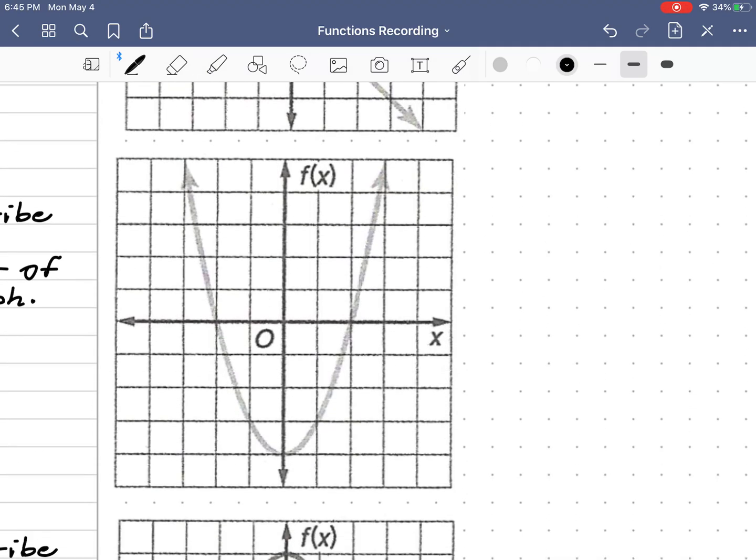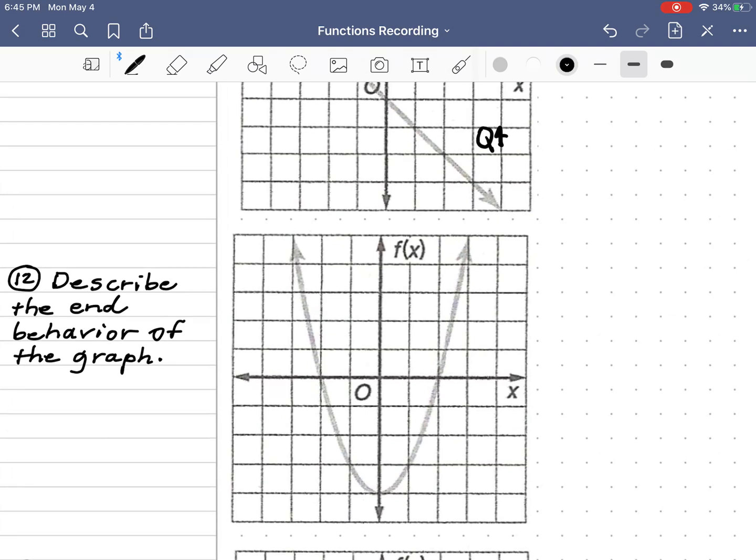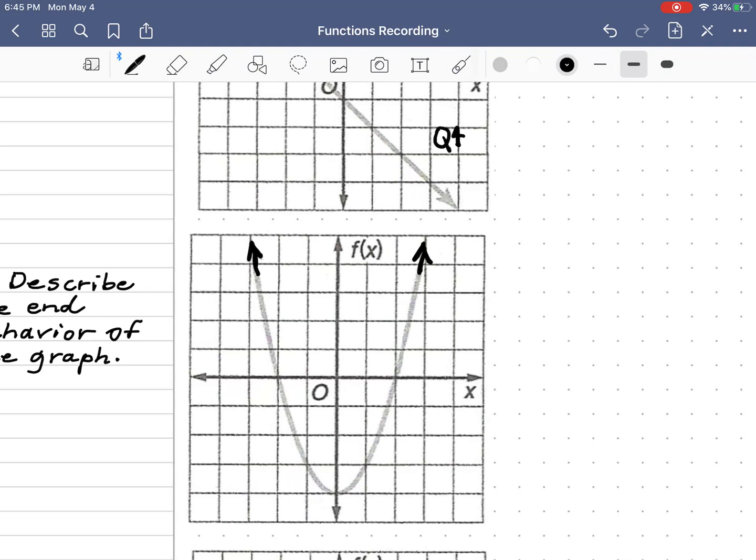Okay, let's look at this one. So here's one end, and here's the other end. Now definitely we have a line of symmetry there, but both ends are doing what? They're rising. So with a parabola, the end behavior will be the same on both sides. Even though this one is in quadrant 1 and this one is in quadrant 2, they're rising, and they're rising together.